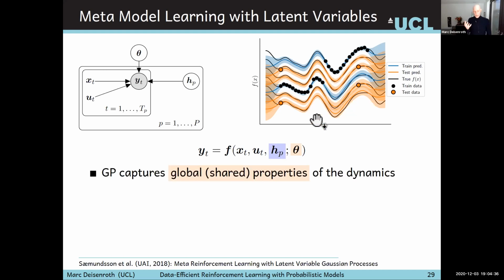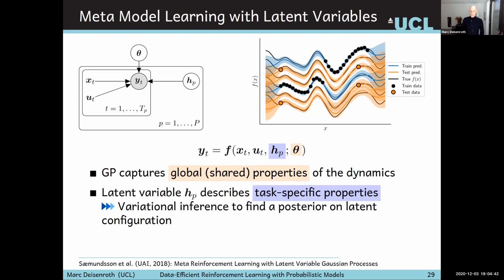So that works quite nicely. So we use a Gaussian process to capture the global properties of the dynamics or the general shape of the function. And we use the latent variable h to describe task-specific properties. In this particular case, it describes the offset of the function from 0, which is task-specific, but the general shape is a global property. And we can use variational inference to find a posterior distribution on this latent configuration h, even if we only have one observation of that function.